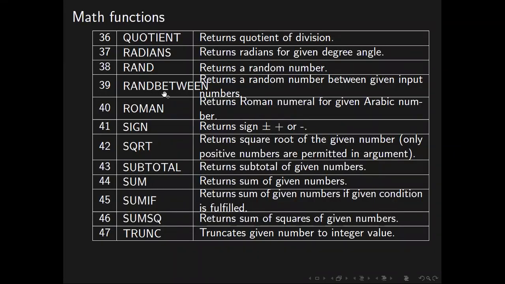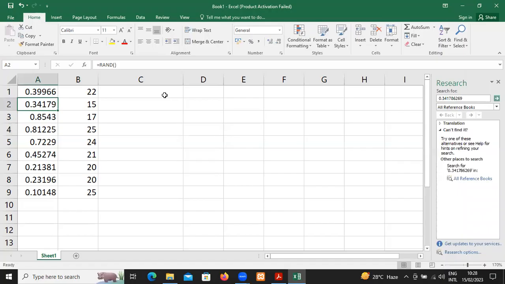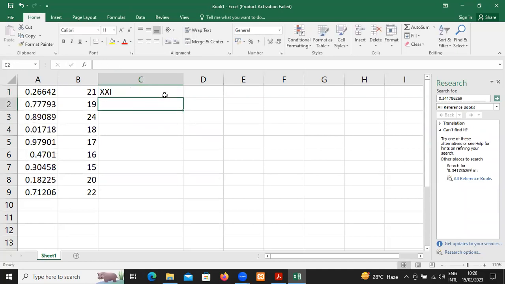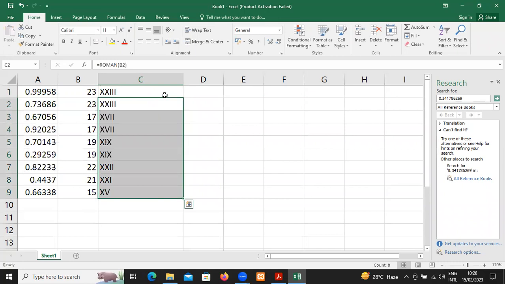Okay, then ROMAN. I told you about Arabic. At the initial stages, I told you about Arabic. Now you provide any Arabic number and convert it to Roman. All these are called Arabic numbers. 22, 15, all these are Arabic numbers. I will convert them to Roman of B1. See what happens. It's converted to equivalent Roman numbers.